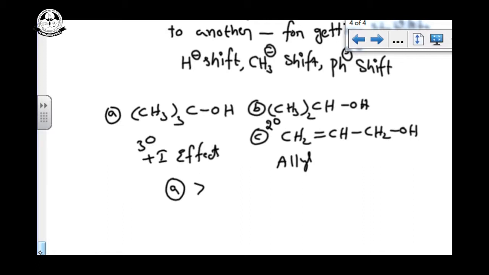Doubt, sir: compared with the first one, the third one has resonance. But the plus I effect is more significant than resonance here. In resonance, only one step, only two resonance structures we have. If you write a benzyl carbocation, that is more stable. So when compared with the first and third compounds, resonance is there in the third, but in the first compound more plus I groups are present. Along with the plus I groups, we can also say there is hyperconjugation.